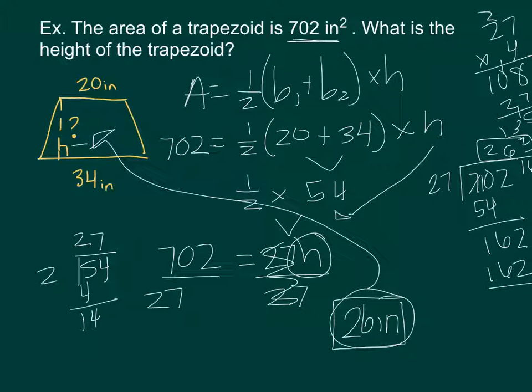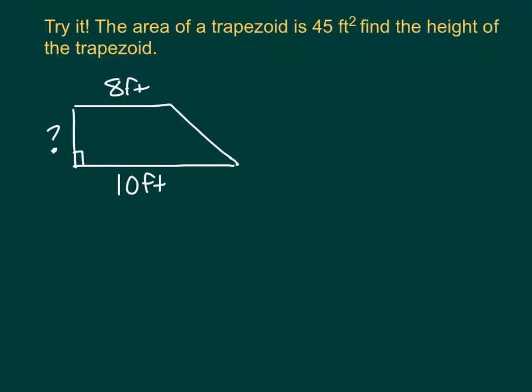So I'm going to give you a chance to try that one. Here's your try it problem. You don't know the height. Your area is 45 square feet. Find the height if your base 1 is 8 and your base 2 is 10.